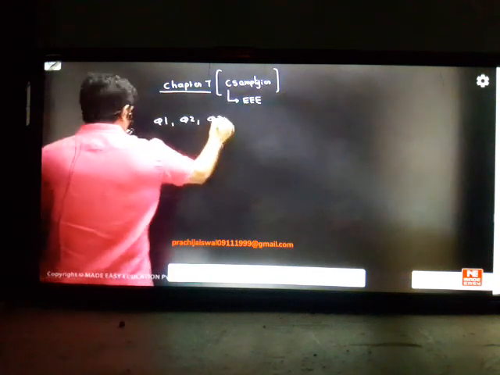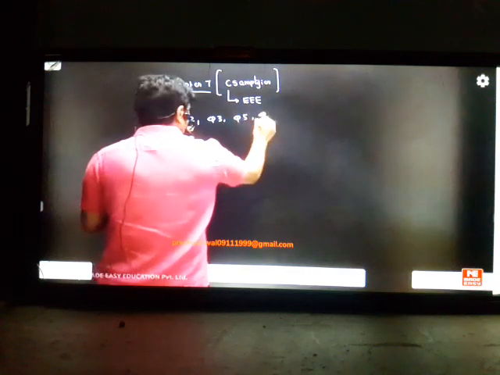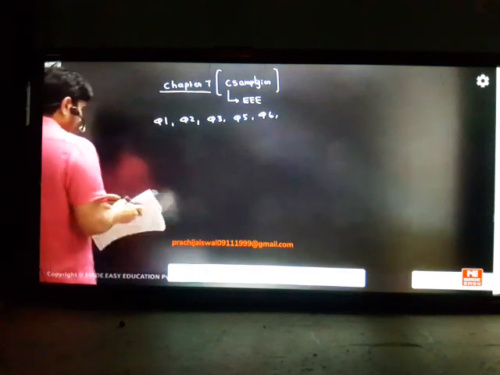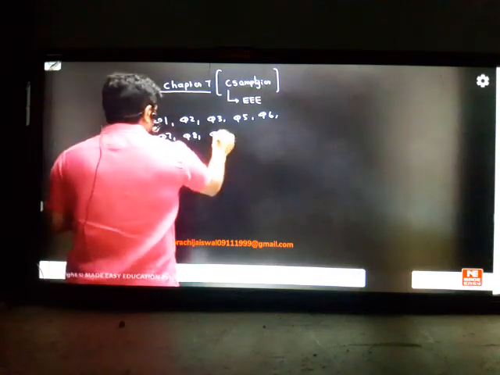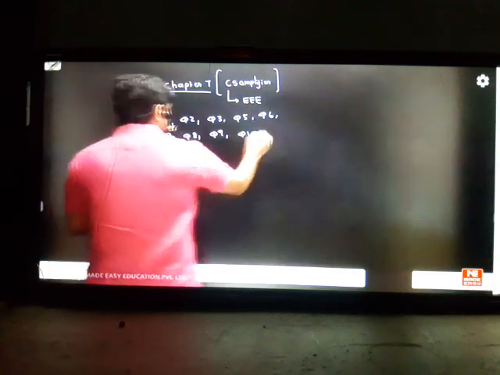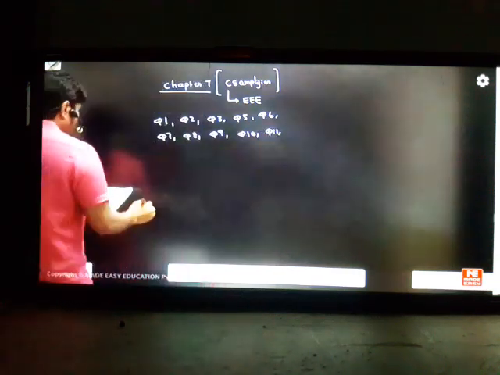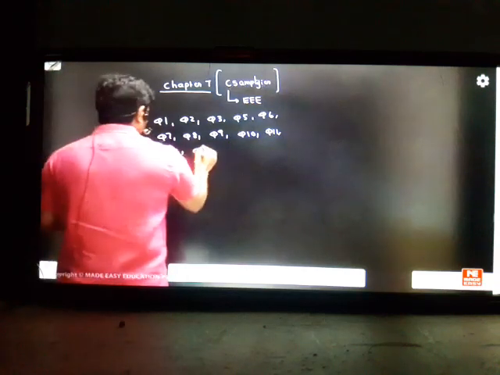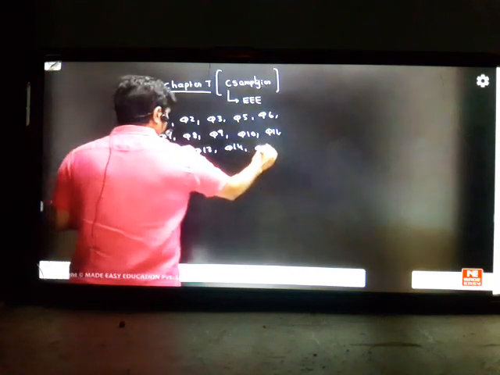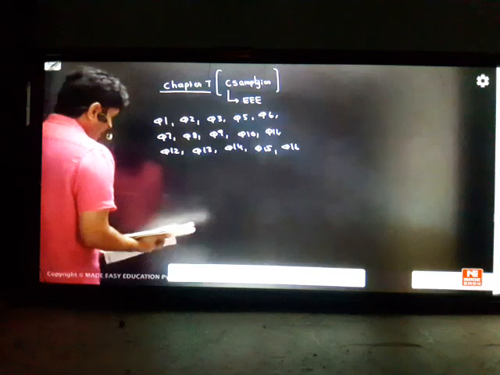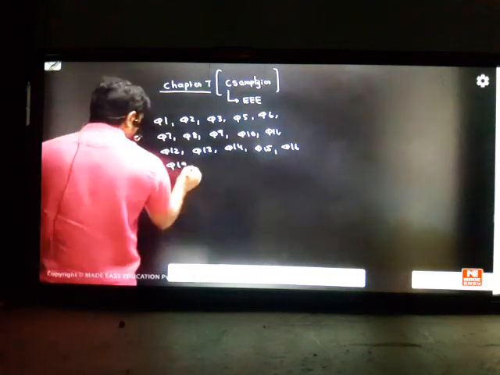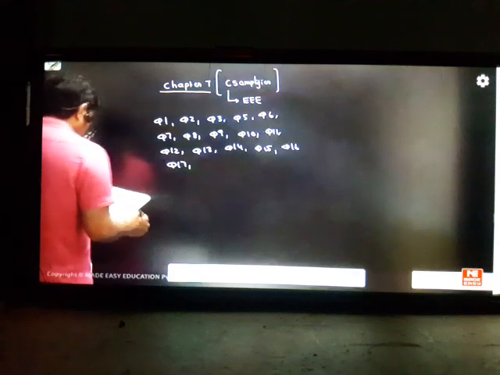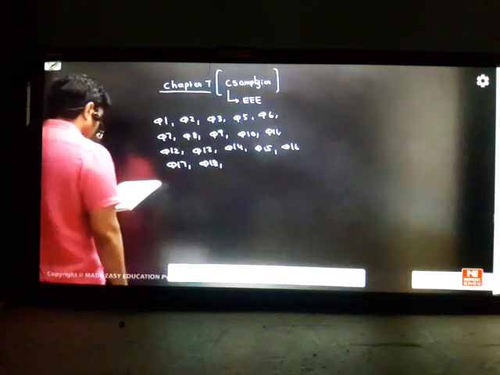Question 2 we can solve. Question 3. Question 5. Question 6 we can solve. Question 7. Question 8. Question 9. Question 10. Question 11 we can solve. Question 12. Question 13. 14. 15. 16. These all questions are related to common source. Question number 17. Question number 18. Question number 19.